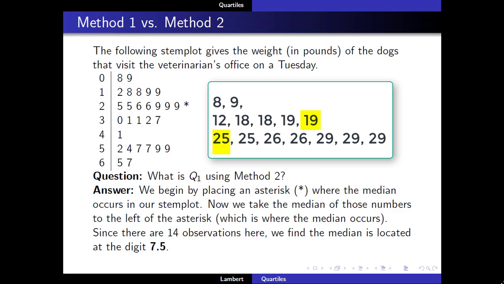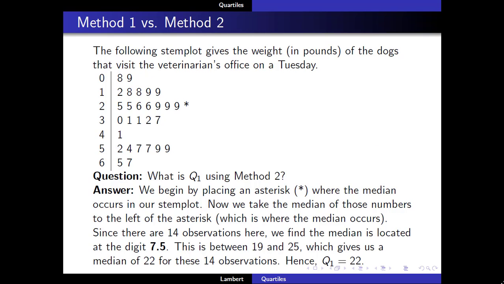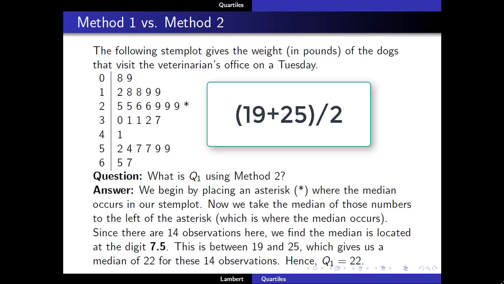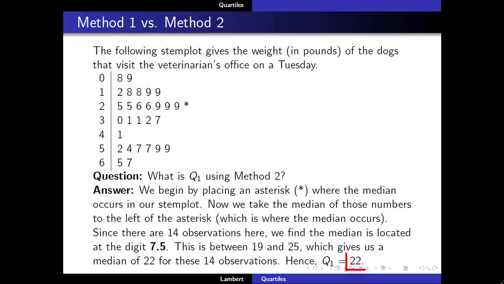However, here's the big difference. We only want to go halfway this time. And going halfway between 19 and 25, you just take 19 plus 25 and divide by 2, or another way to think about that is multiply by 1/2, which is 0.5. So we end up getting 22 as our first quartile. So this doesn't match our previous answer of 20.5. So let's check and see, maybe they do match up on the third quartile.